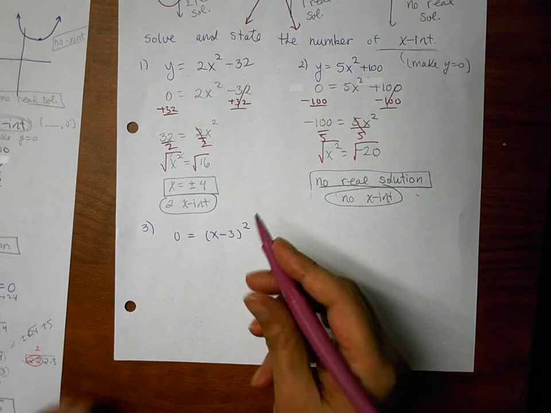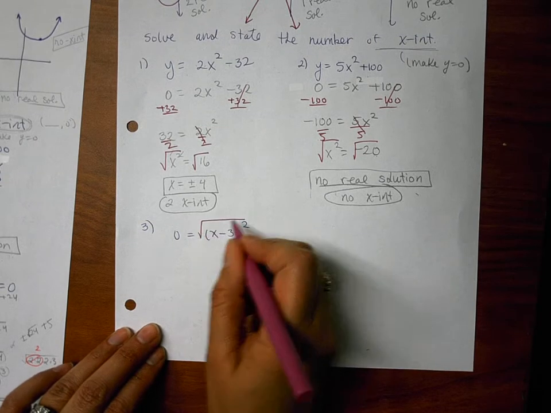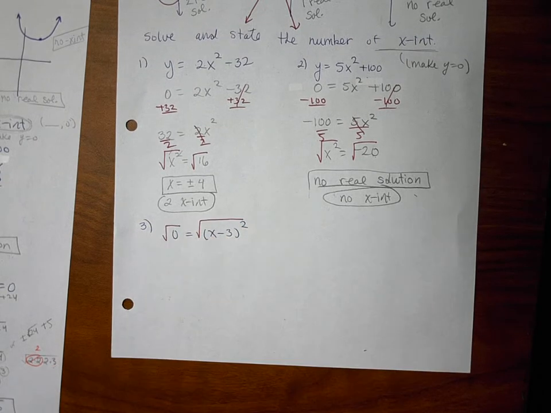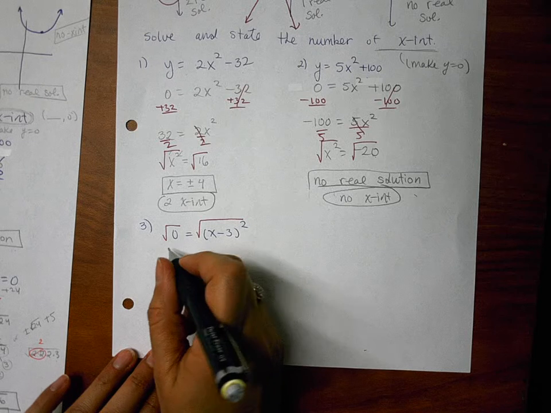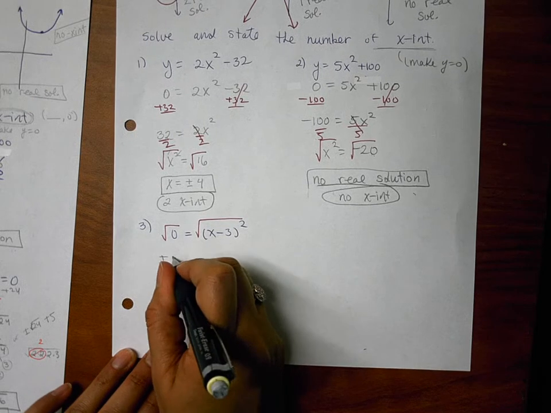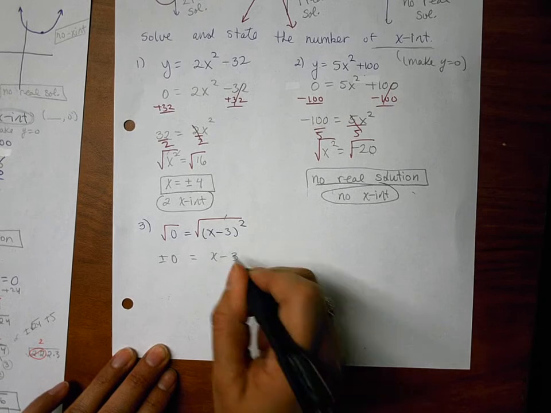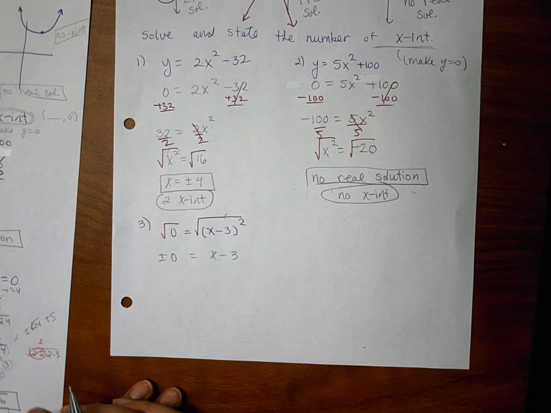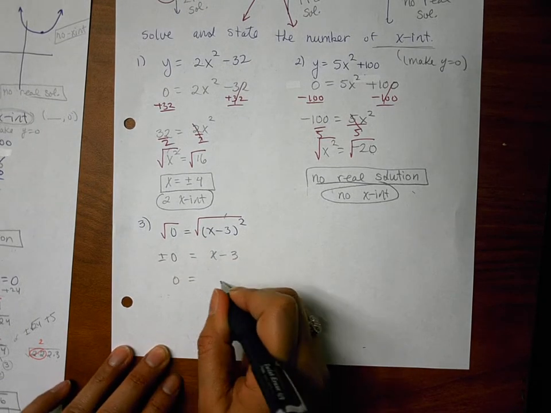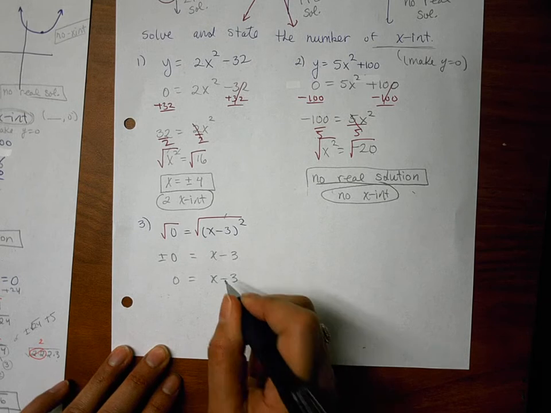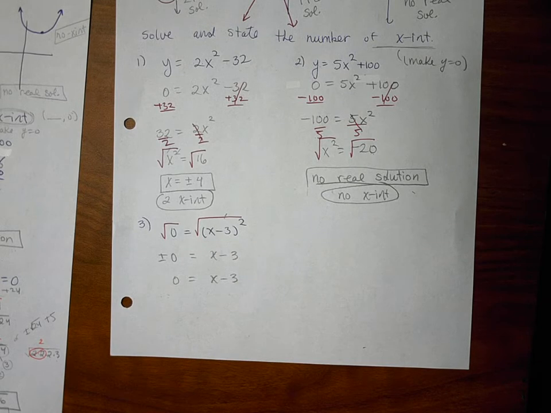I have to get rid of the squared first, and I get rid of a squared by square rooting, inverse operations. Square root of 0 is 0, plus or minus, always 0. They undo each other, x minus 3. Now plus or minus 0 is just 0. You don't have to worry about treating it separately. And then we solve by adding 3.